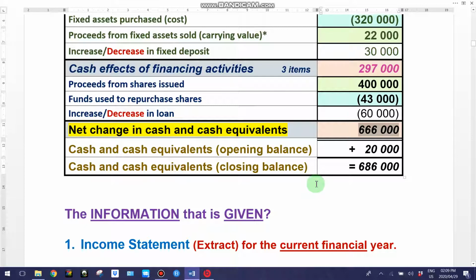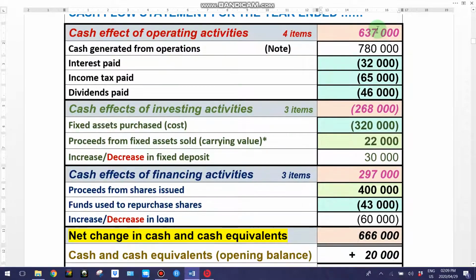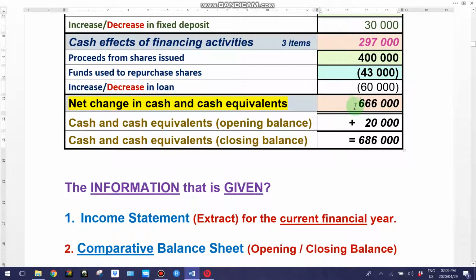At times, it's a separate question on its own. You might just get a question saying, calculate the net change in cash and cash equivalents, and you're not required to do the entire cash flow statement. And in that case, you need to do it by just looking at the opening balance and the closing balance in your cash and cash equivalents.